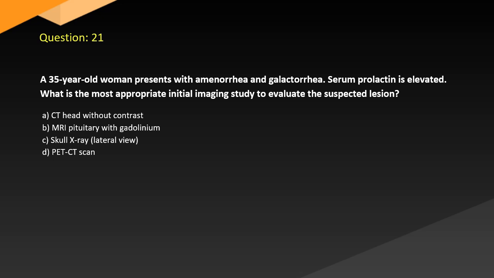Question 21. A 35-year-old woman presents with amenorrhea and galactorrhea. Serum prolactin is elevated. What is the most appropriate initial imaging study to evaluate the suspected lesion? A. CT head without contrast. B. MRI pituitary with gadolinium. C. Skull X-ray, lateral view. D. PET-CT scan.